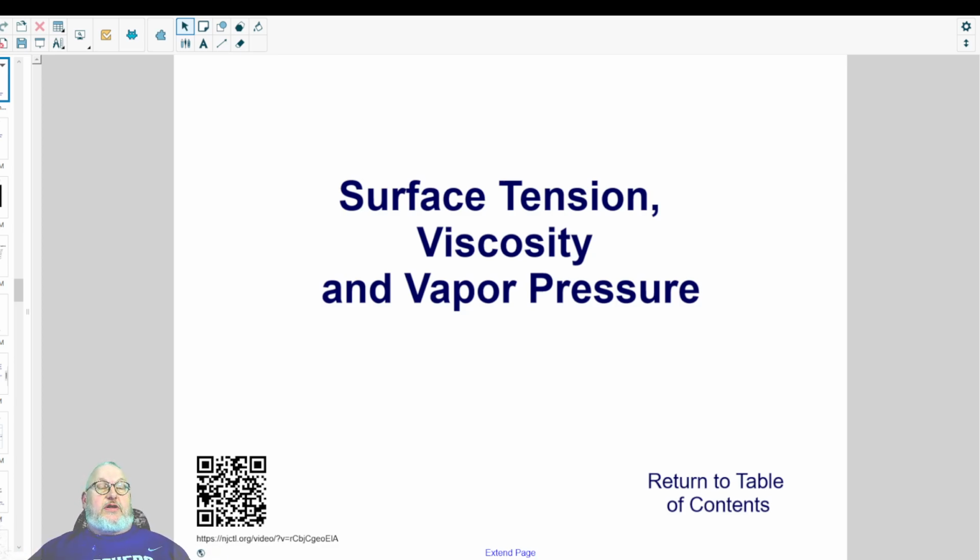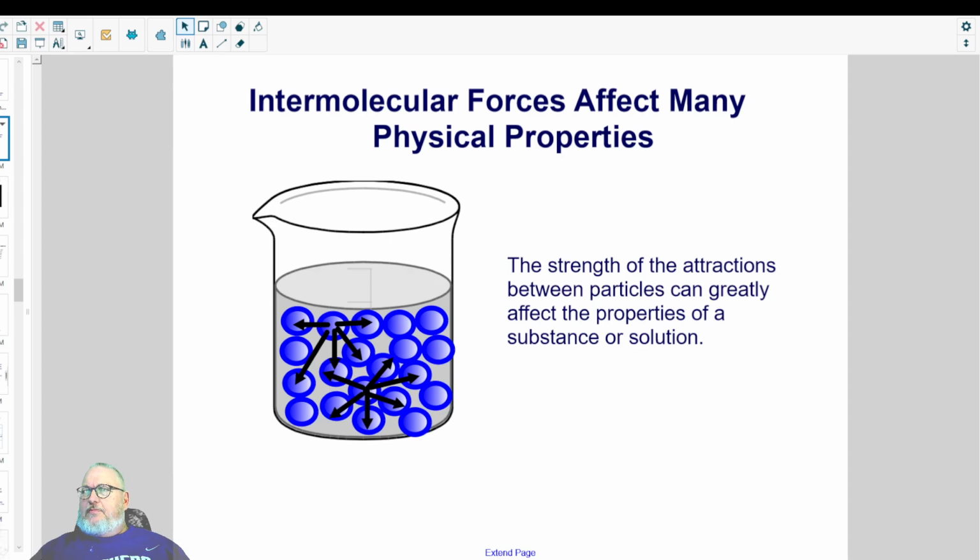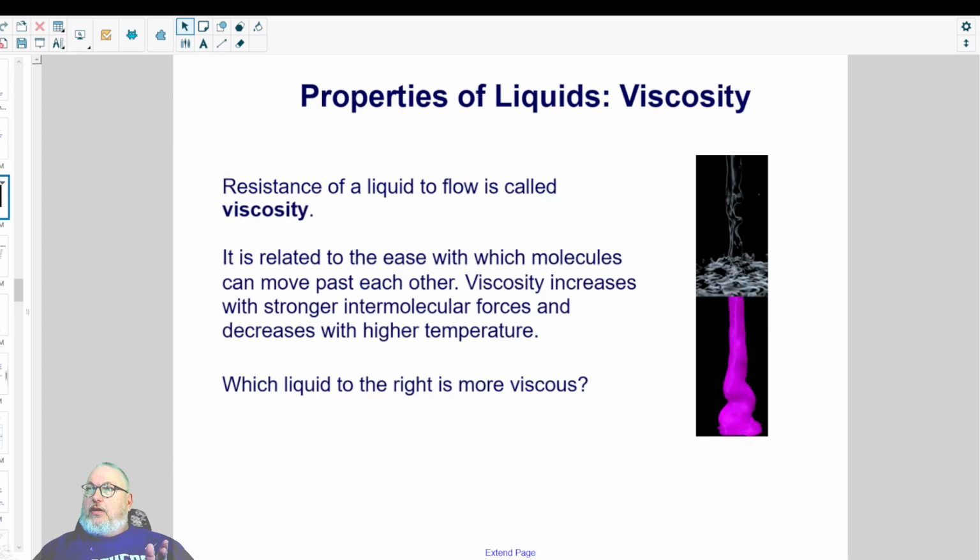Let's go further into Unit 6, talking about intermolecular forces. Now we're going to talk about properties that IMFs affect. Let's talk about surface tension, viscosity, and vapor pressure. Most of us know what surface tension is, or we think we do. So let's think about what causes it. These IMFs will affect many properties. The strength of the attractions between the molecules will affect what's going on with these things.